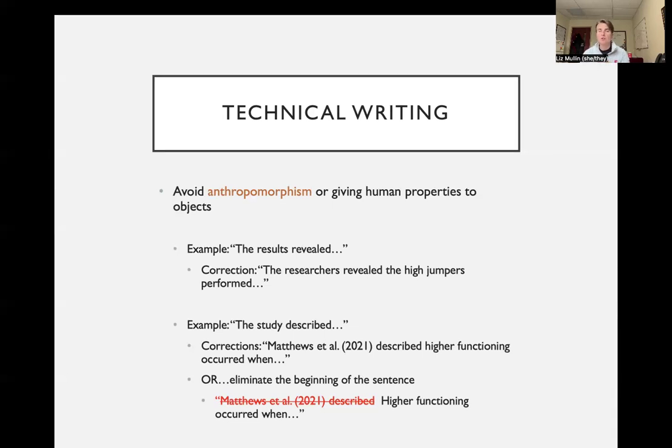"The researchers revealed that high jumpers performed." Or instead of saying "the study described," you could say "Matthews et al. described higher functioning or occurred." Sometimes you can even shorten the sentence altogether and write a better sentence by cutting out the citation at first, maybe putting the citation at the end of the sentence and writing "higher functioning occurred when," and then at the end giving me a parenthetical citation of Matthews et al., 2021. I'll show you an example of parenthetical citation when we get to class later in this lecture.